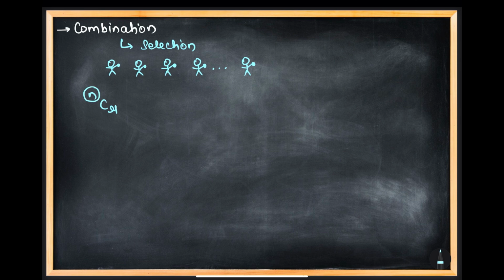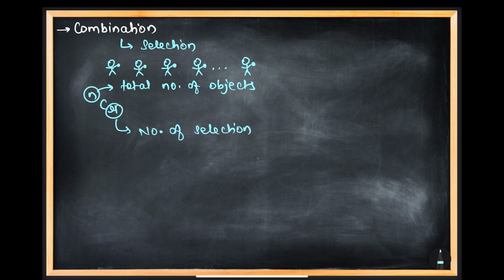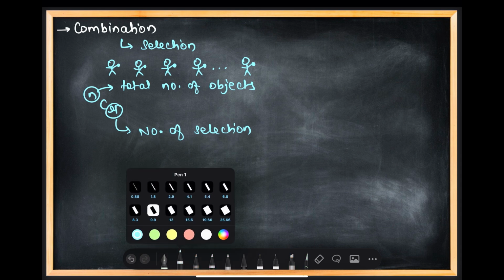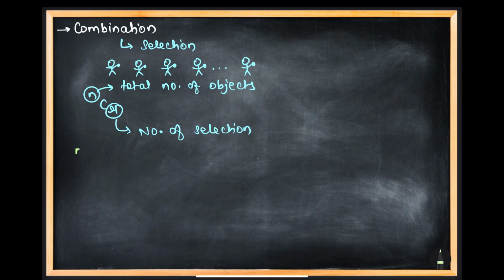Who is n? n is the total number of objects or persons. Okay, now r is the number of selections. Now if you wish to solve this nCr, you should follow this: nCr is n factorial upon r factorial into (n minus r) factorial.